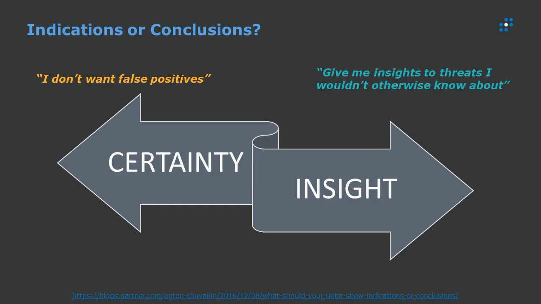And that takes us quite neatly on to what it is that machine learning really gives to us. And Gartner have coined this certainty versus insight paradox.